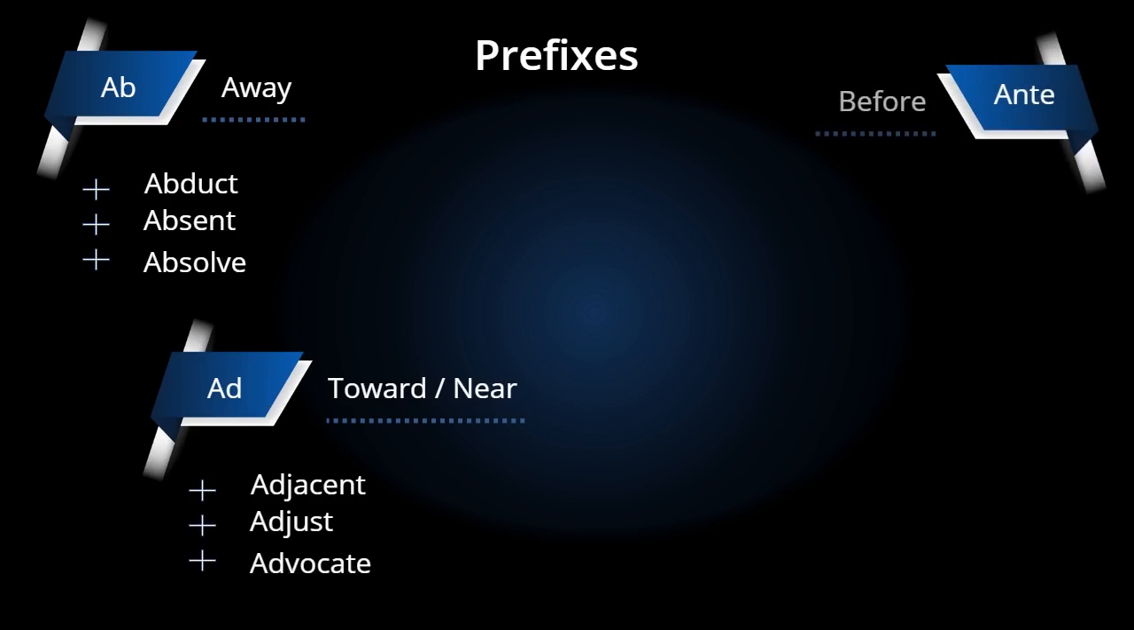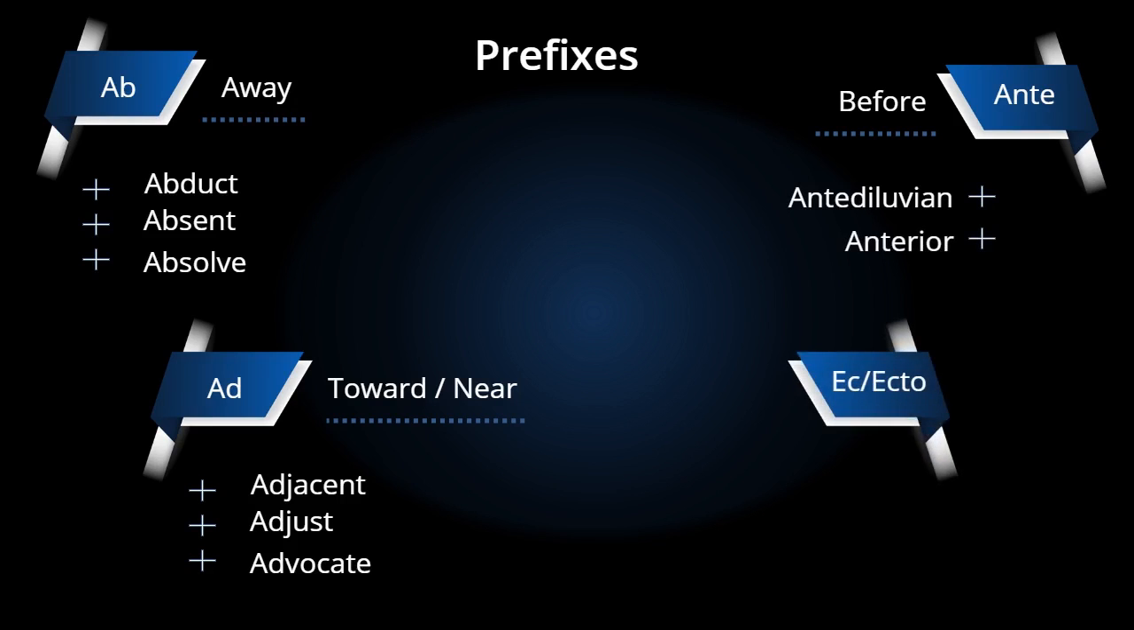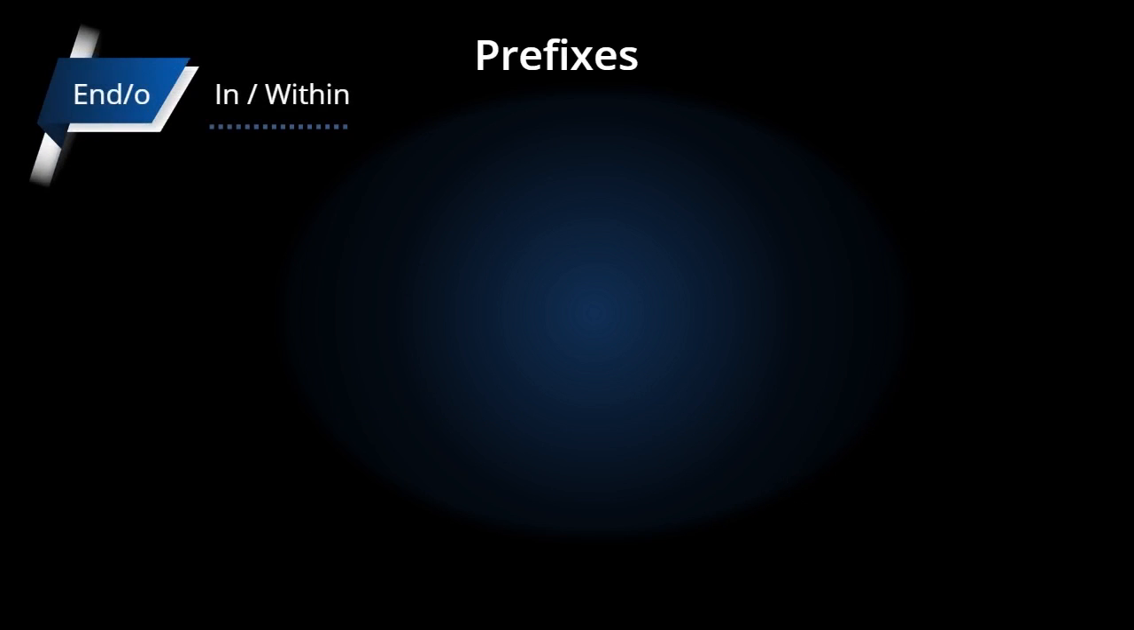Ante is the prefix for before. A good example of this is the term antediluvian, and a more common example would be anterior. Ec or ecto is the prefix for out or outside. That's why for some words related to omitting or excluding something, we use this prefix. Exit, exclude are some common examples. End, endo, is the prefix for in or within. Entrust, enslave, are some of the words which are associated with it.